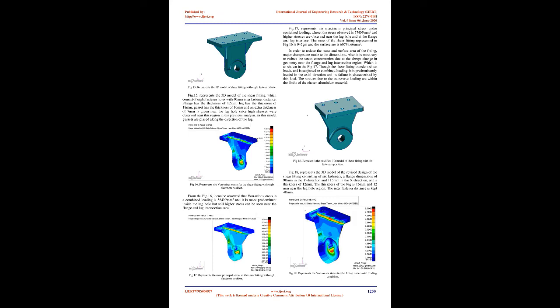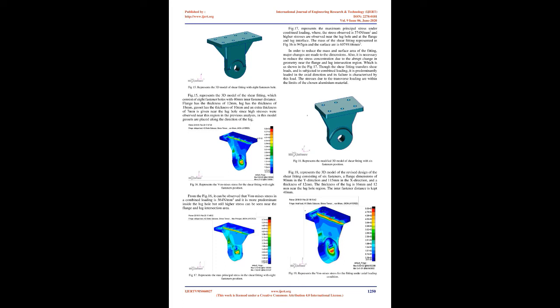After observing the change in stress, further modifications are made, and to get more accurate results, the design is carried out with 3D idealization and the model is meshed using 3D tetrahedral elements. Fig. 15 represents the 3D model of the shear fitting, which consists of 8 fastener holes with 40 mm inter-fastener distance.